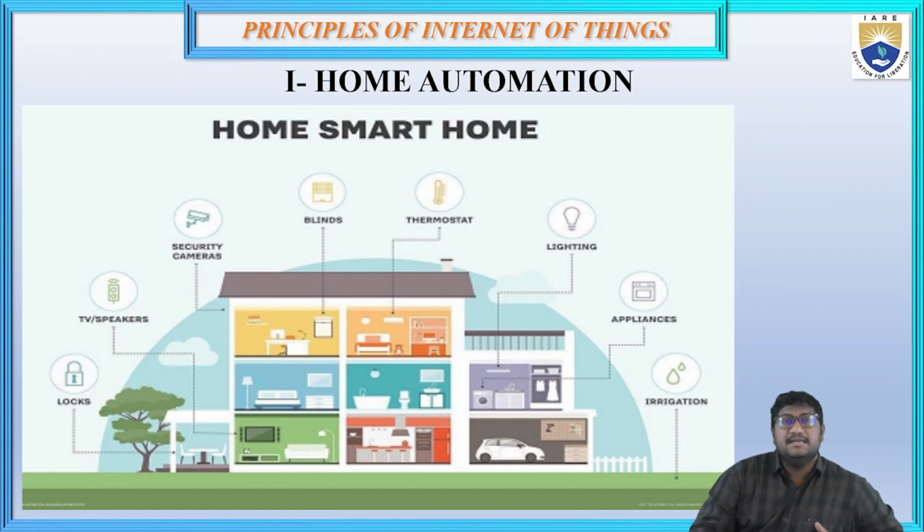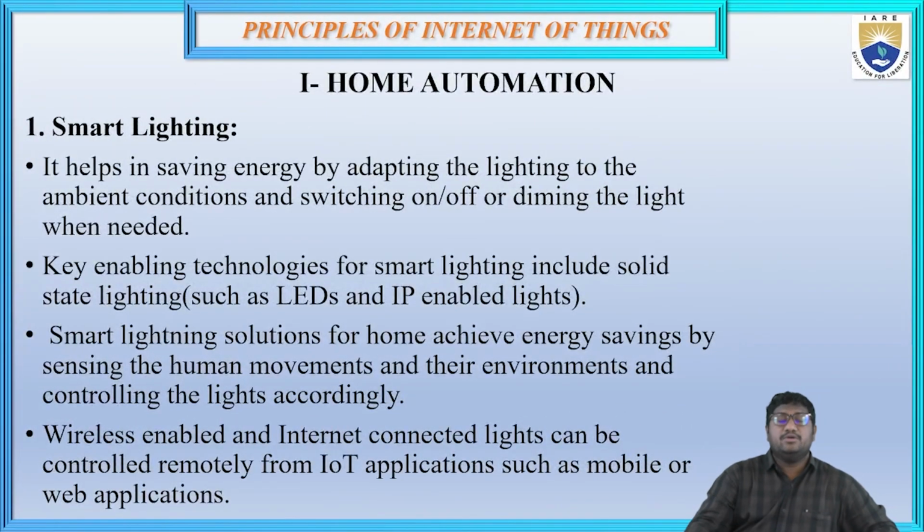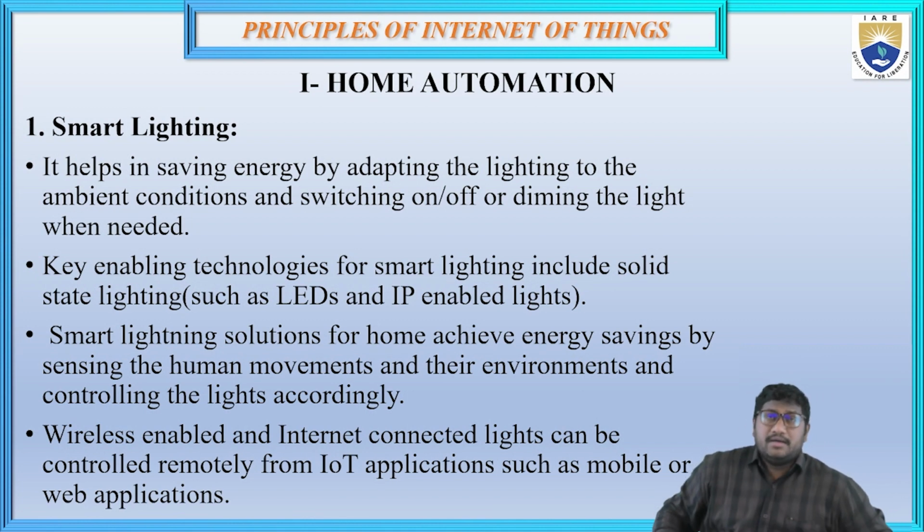Have a look at what home automation is and how the home is converted into a smart home by installing IoT devices such as smart locks. For a home, there will be a smart locking system enabled by fingerprint or an auto-generated pin, which will be transferred to your mobile gadget. Also smart TVs and smart speakers connected in our home, smart security systems, smart blinds, smart thermostats, smart lighting, smart appliances and smart irrigation related to our home sector. By combining all these IoT services into our home, the home can be converted into a smart home automation system. As I told you, there are multiple things which we are going to see here.